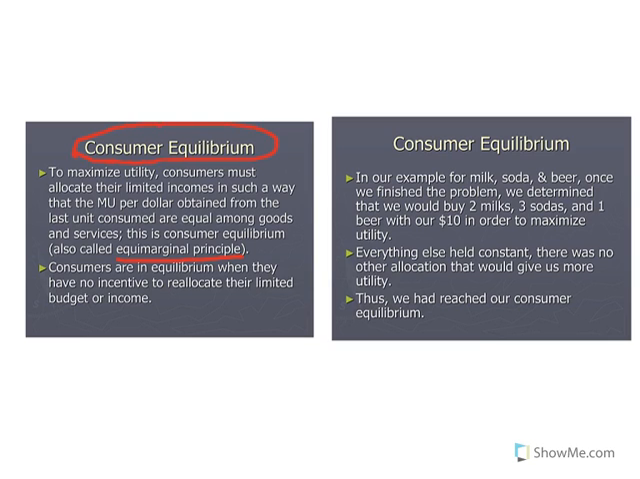So if we had gone through and done the math step by step for all of the purchases that we would make throughout the day for milk, soda, and beer until our $10 budget was spent, we see we ultimately would have purchased 2 milks, 3 sodas, and 1 beer. So that would be how we would be able to spend our whole $10 and get the most amount of satisfaction. And at the same time, we would have reached our consumer equilibrium.